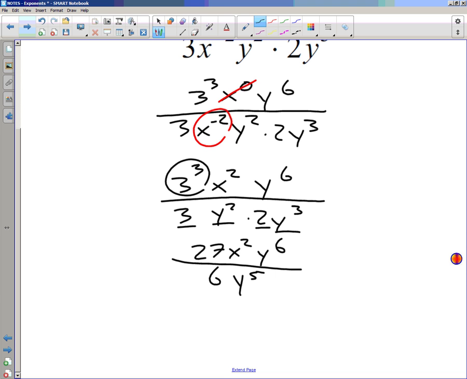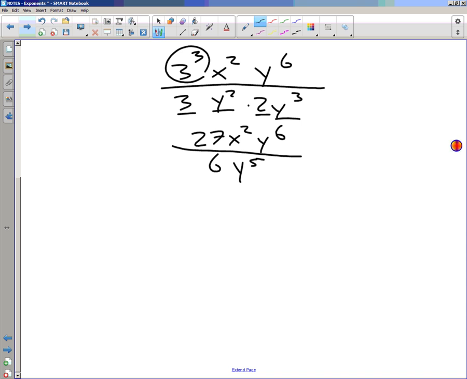Okay, and moving on to a new step here, I'd be looking at this 27 over 6. Those are both divisible by 3, so we should be able to reduce that fraction. Dividing by 3 on the top and bottom is going to give us a 9 on the top and a 2 on the bottom.